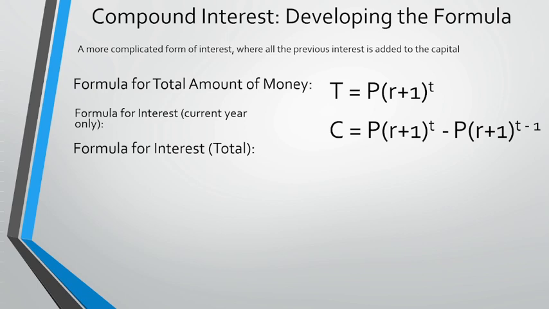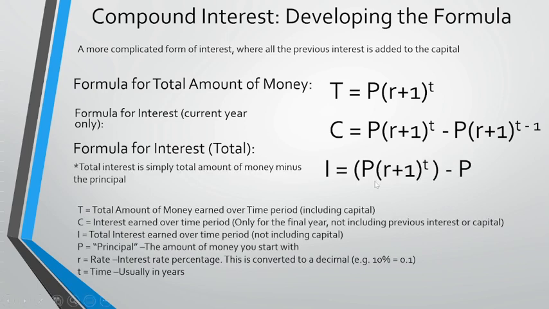And of course, for getting the total amount of interest, that's for every single year, all you'd have to do is subtract the capital. All the interest for any case is just the total amount of money minus the principal. You won't be getting the interest for that year, you'll be getting the interest for every single year the interest formula is in effect. So here is a table of the values over here. T is the total amount of money, C is the interest earned over the time period only for the final year, and I is the total interest earned over the time period, not including the capital. And these are the values you learn from simple interest.